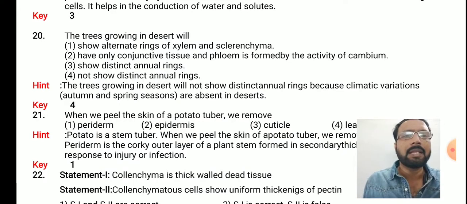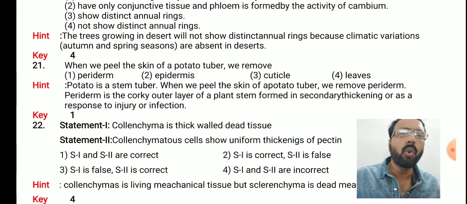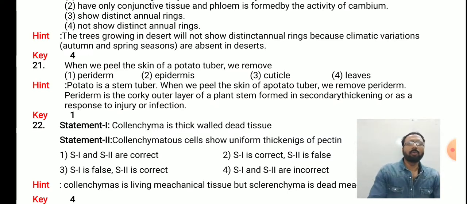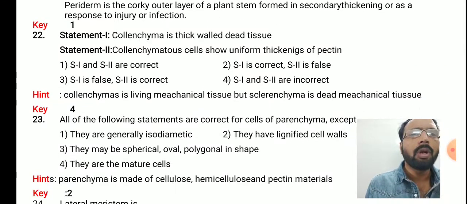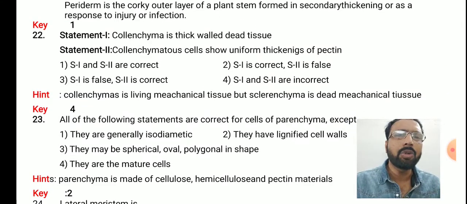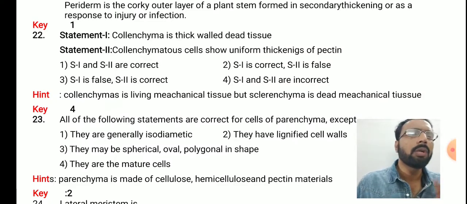Next, when we peel the skin of a potato tuber, we remove periderm. The outer layer is called periderm. Collenchyma is thick-walled dead tissue? No.